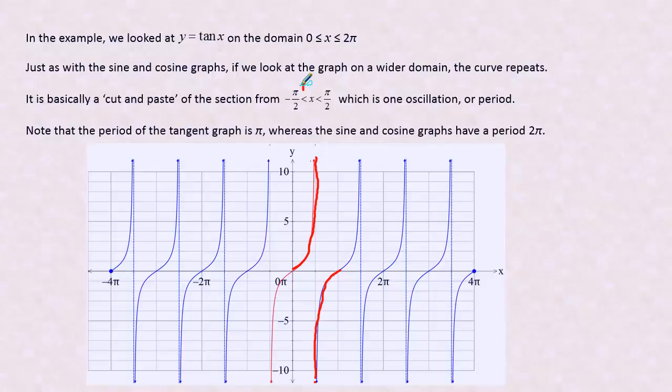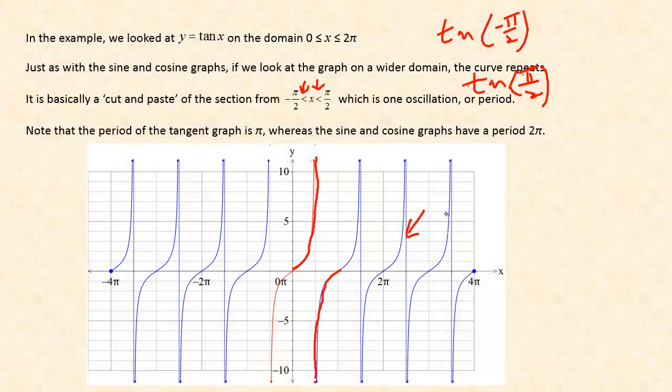Now note that these in here are less thans. We cannot find tan of negative pi by 2. We cannot find tan of pi by 2. Both of those will give us a calculator error, and that's why we can see all of these asymptotes. So this section is repeated and the period is pi.